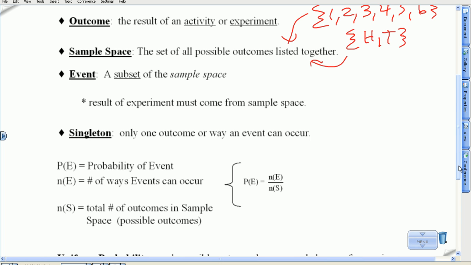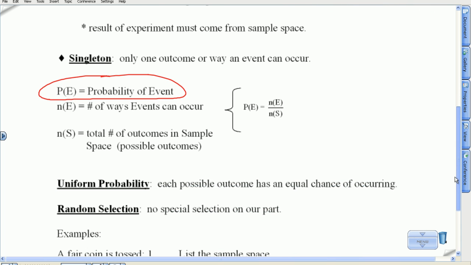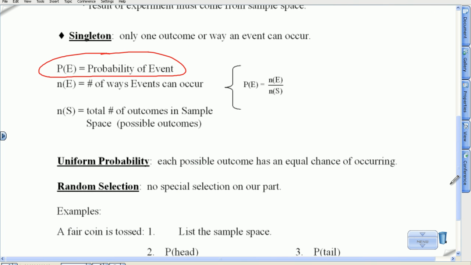The probability of an event from the previous screen, we call that P of E. Notice I said "of." P of E is the probability of an event. N of E is the number of ways an event can occur. N of S is the total number of outcomes in the sample space, or the total possible outcomes. This is the same formula that appears on the previous screen, or on the previous page if you're using your notes there. It's just written in symbols. Easy as heck to use. Looks very complicated. It's a nice fancy thing to pull out at the dinner table.